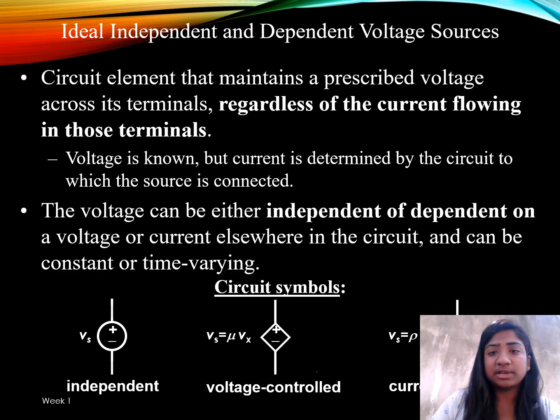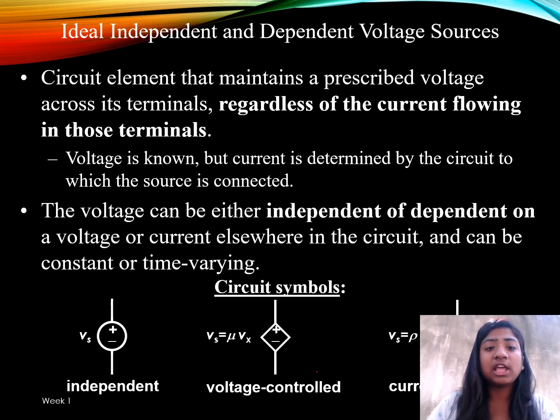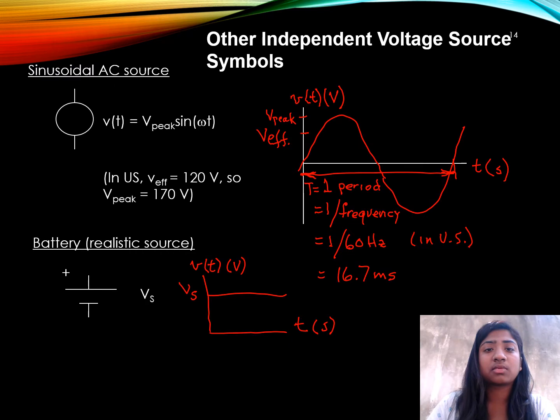Ideal independent and dependent voltage sources. A circuit element that maintains a prescribed voltage across its terminals regardless of the current flowing in those terminals. Voltage is known, but current is determined by the circuit to which the source is connected. The voltage can either be dependent on a voltage or current elsewhere in the circuit, and can be constant or time varying. Here are the circuit symbols for the given independent voltage source symbols.